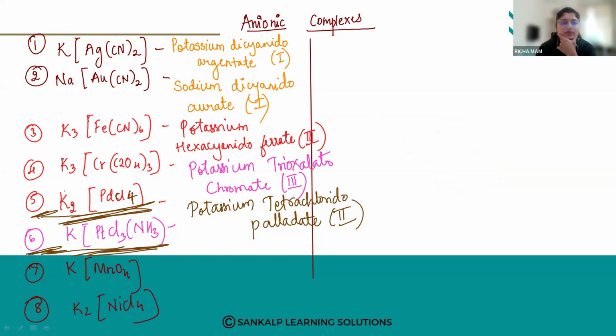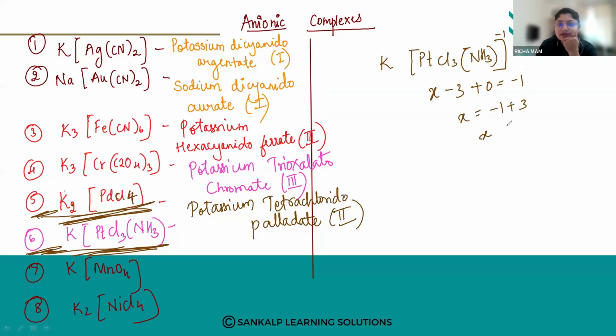The sixth one can be written as potassium, platinum. Here two types of ligands are there now. One is an amine group. Here the charge is minus 1. So platinum minus 3, 0 plus 0, equals minus 1. So x equals minus 1 plus 3, x equals 2. So the charge on the platinum is plus 2. Okay, write down the name now.